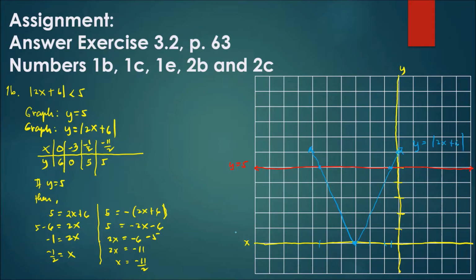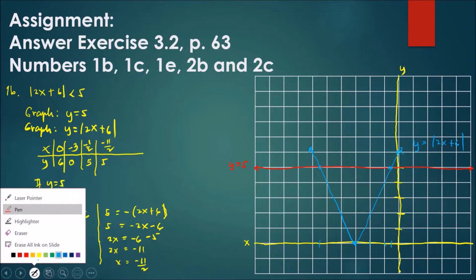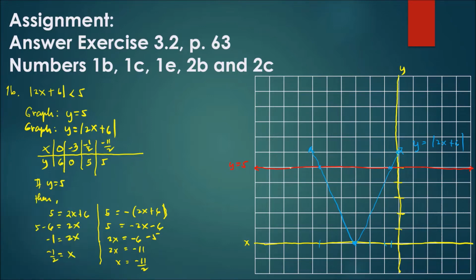Okay. So what would be the solution set? The solution set would be all the values that are less than 5. So we will be looking for the values of x that fall below the y equals 5 line. We are interested in this part of the graph, since this part of the graph falls below the y equals 5 line. So this shall be our solution set.